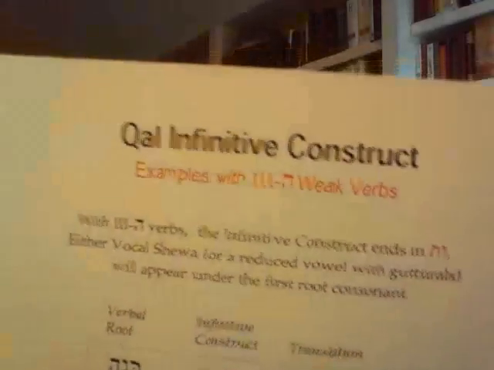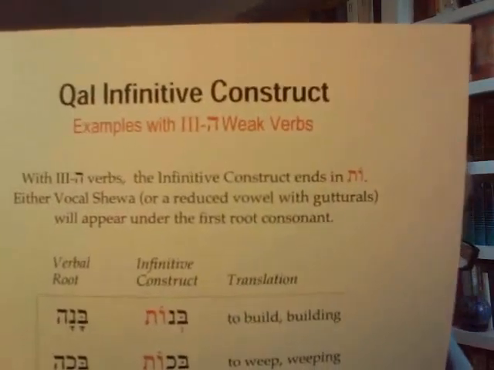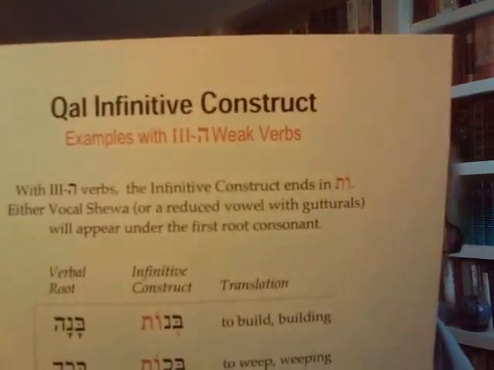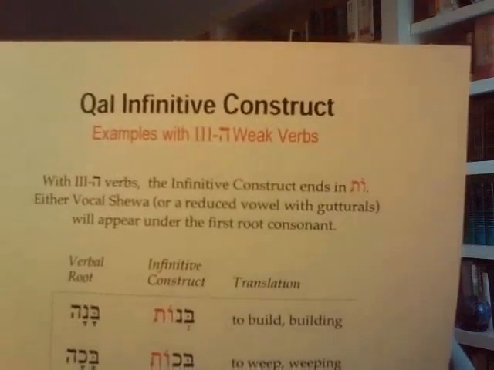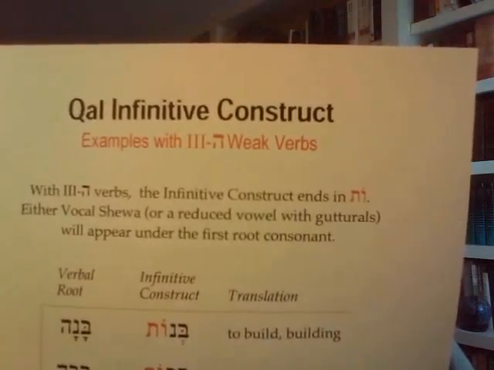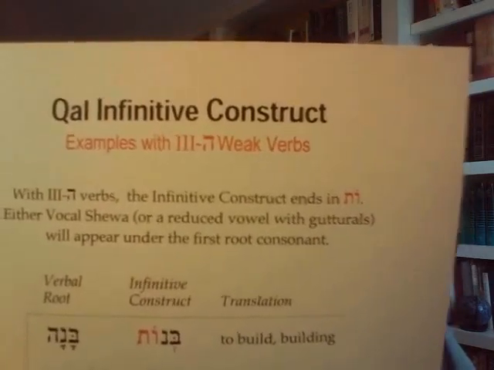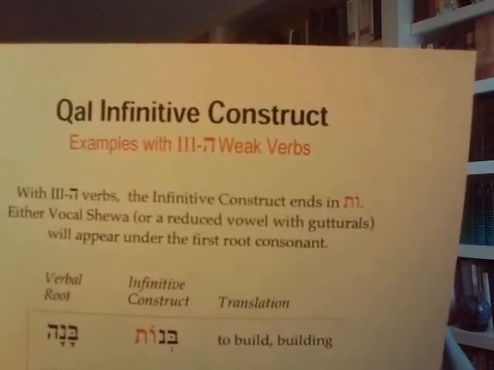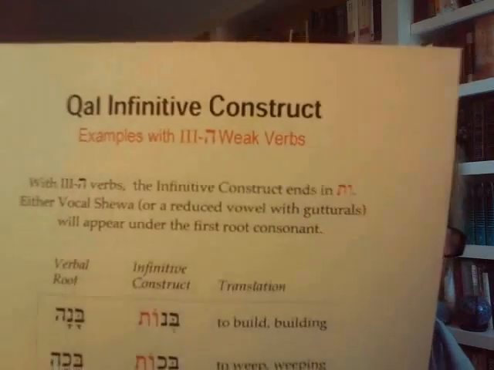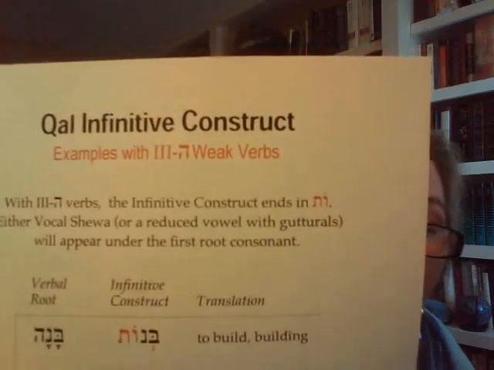And what happens is that the hey drops out in the lamed-hey verbs. The hey is going to drop off, and it's going to be replaced with the oth, the holem-vav tav, that you see there. And so let's look at this, and let's pronounce it together in the infinitive construct form.